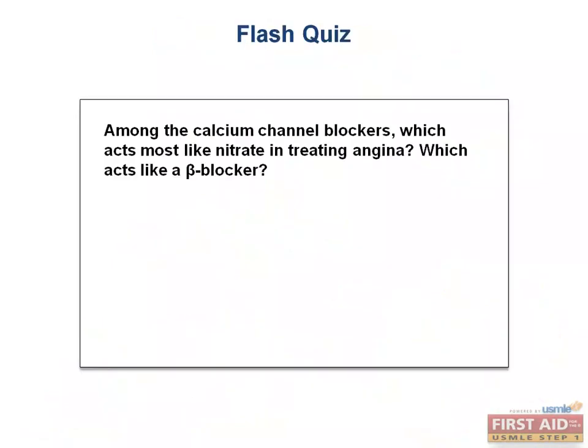Okay guys, our flash quiz is upon us. Among the calcium channel blockers, which acts most like nitrates in treating angina? Which acts like a beta blocker?